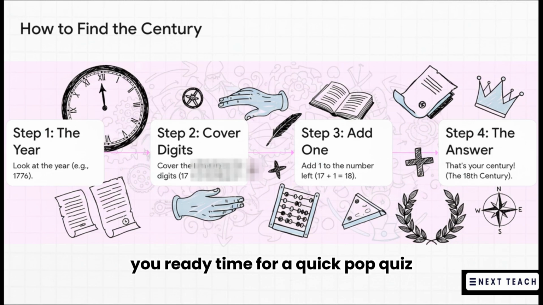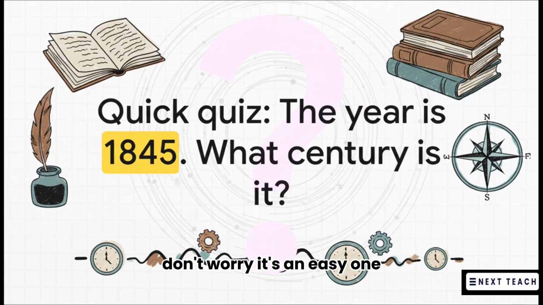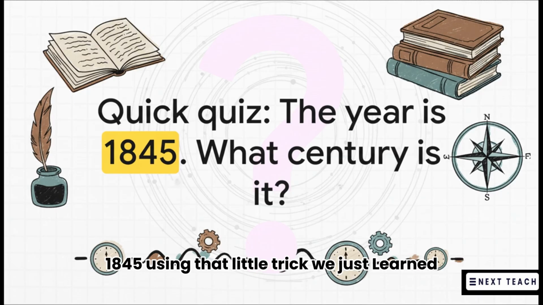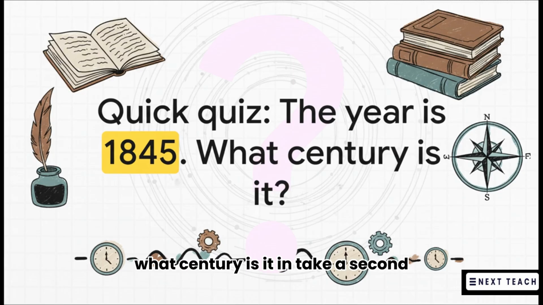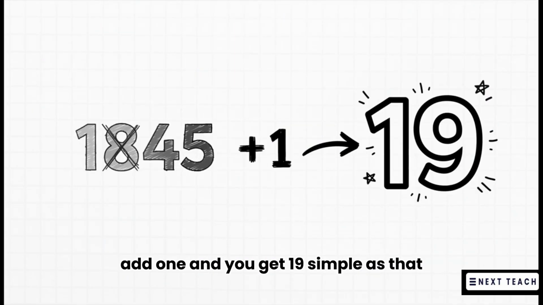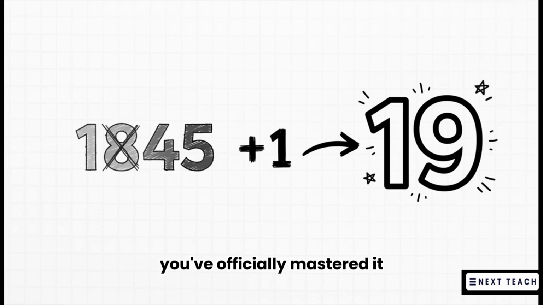Okay, you ready? Time for a quick pop quiz. Don't worry, it's an easy one. Let's say you are looking at something from the year 1845. Using that little trick we just learned, what century is it in? Take a second, think about it. Yes, it's the 19th century. You've got it. See, you ignore the 45, you're left with 18, add 1, and you get 19. Simple as that. You've officially mastered it.